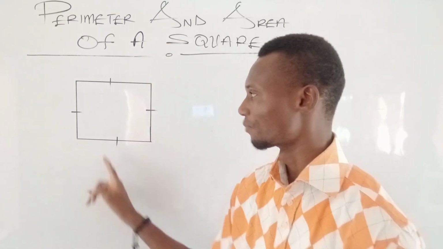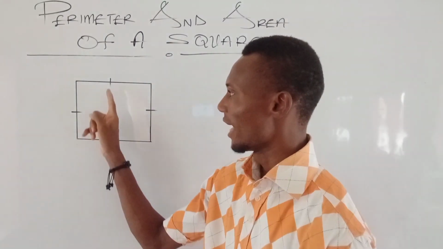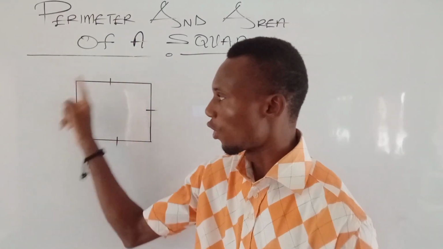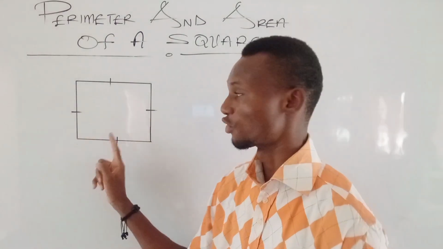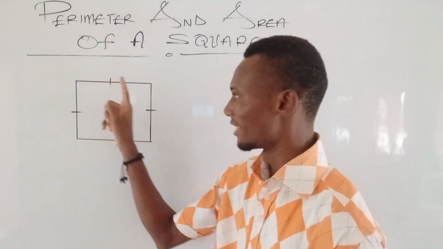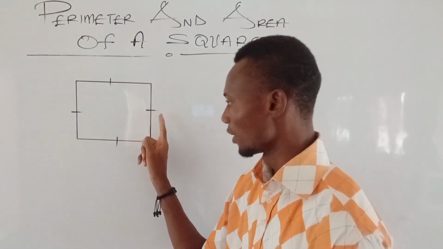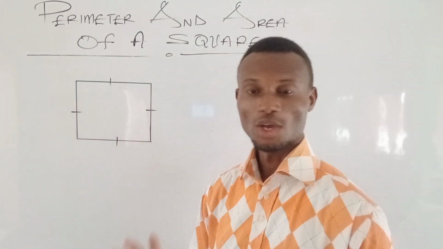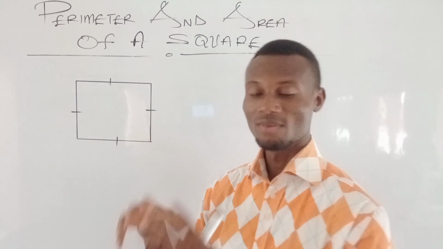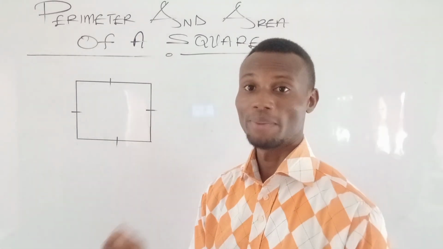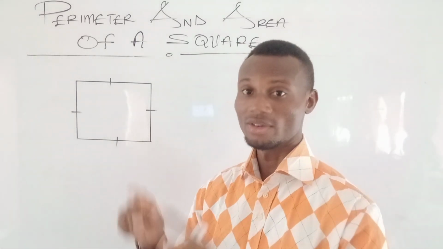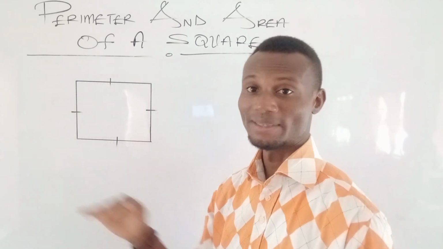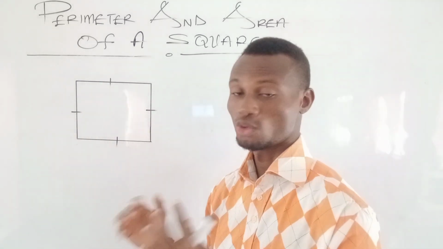From the board, you can see that the same mark is repeated at all sides of the square. It means this side is the same as this side, and equal to this side as well, and the same as this side. I hope you are getting the explanation. A square is a plane figure which has all sides equal. That is the simplest definition you can give to a square.